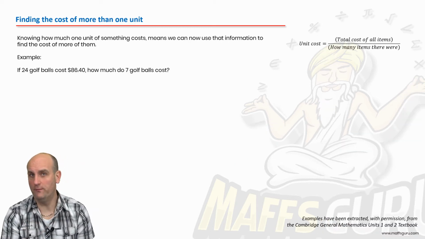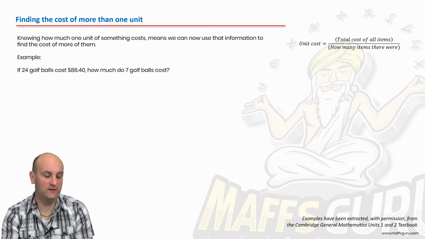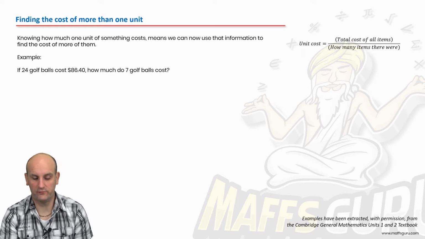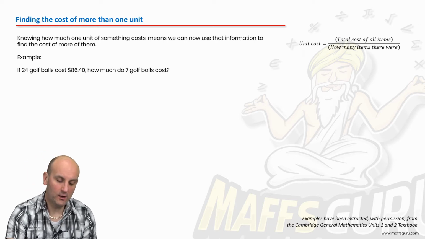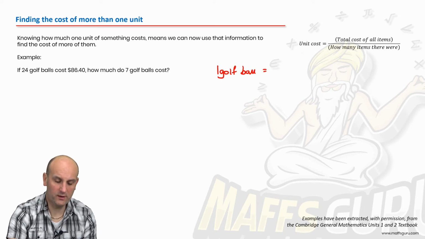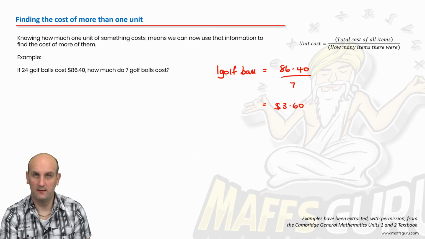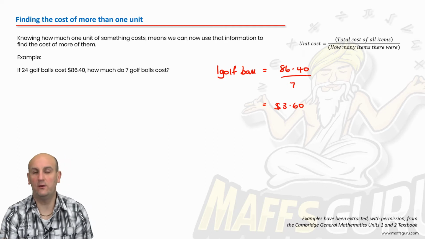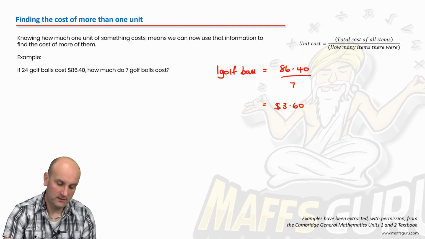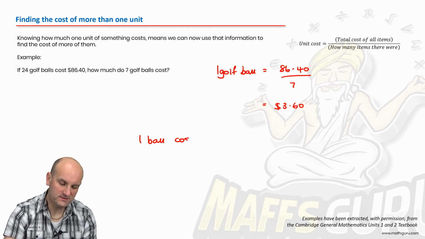Now if we move on, because this is the actual question from the text, it says, if 24 golf balls cost $86.40, how much does 7 golf balls cost? Okay, so again, we know that the cost of one golf ball was 86.40 divided by 24, which meant that one golf ball was $3.60. Now, if that is one golf ball, how do I now work out what 7 golf balls were? Well, hopefully, one ball costs $7.60? No!